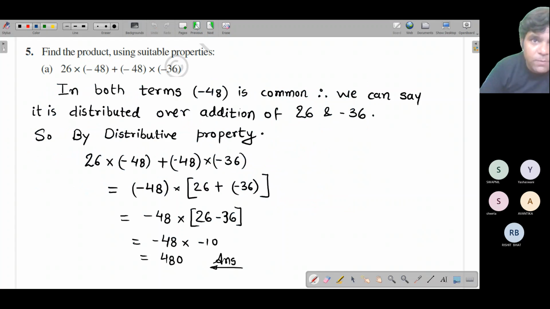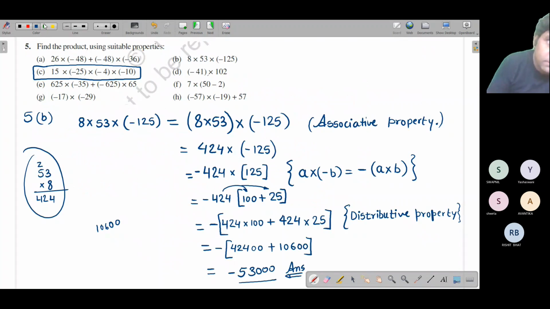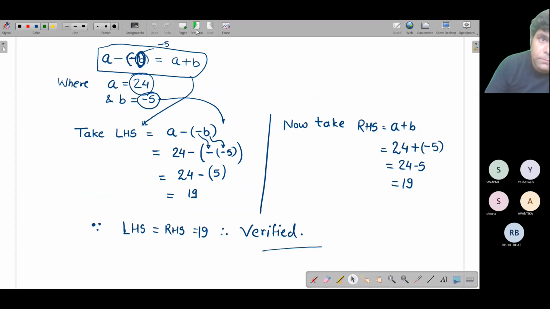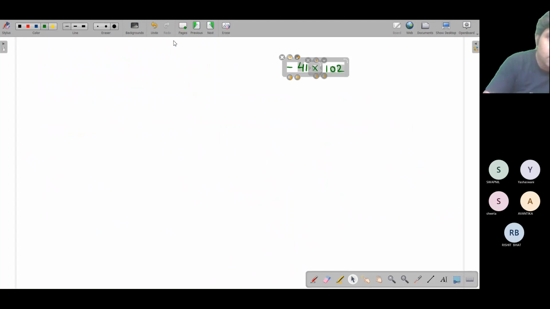Now shall we move towards the next one? D, minus of 41 multiplied with 102. What's the answer? Question 5. Sir, it will be commutative.